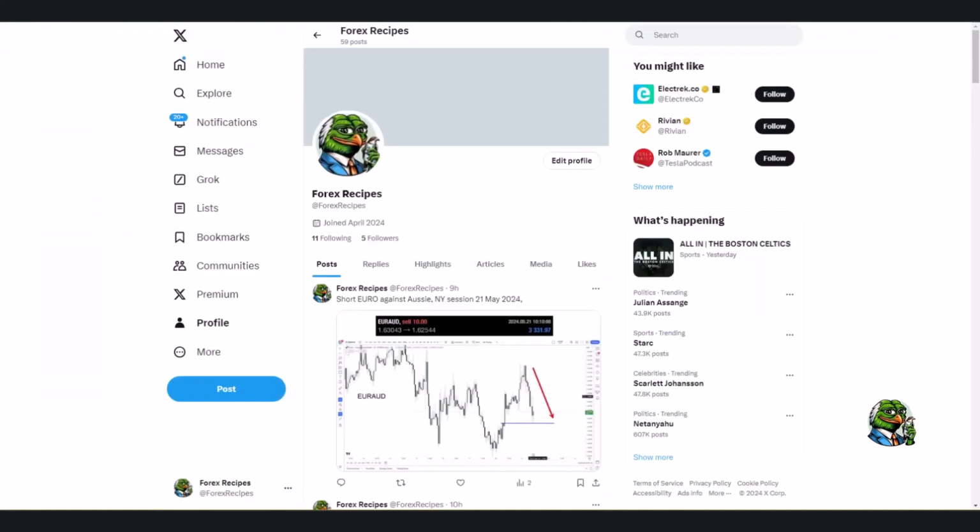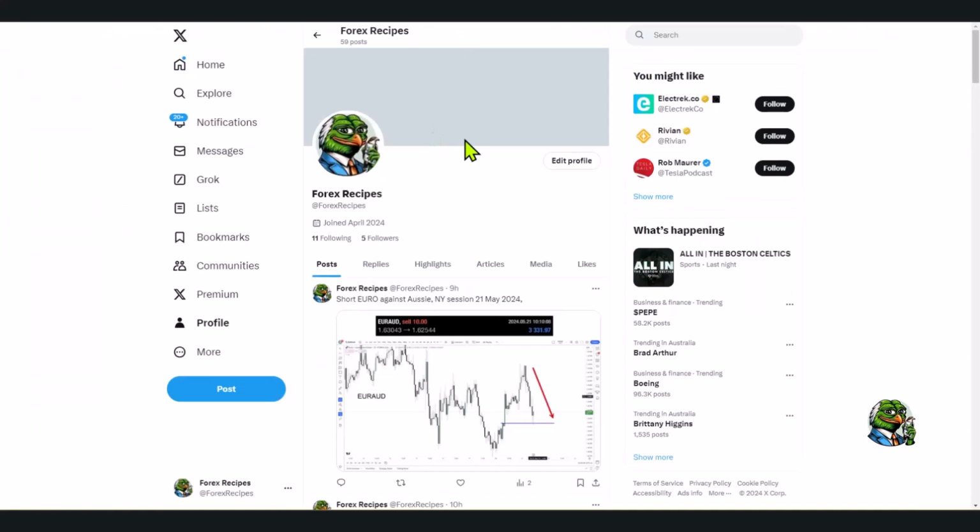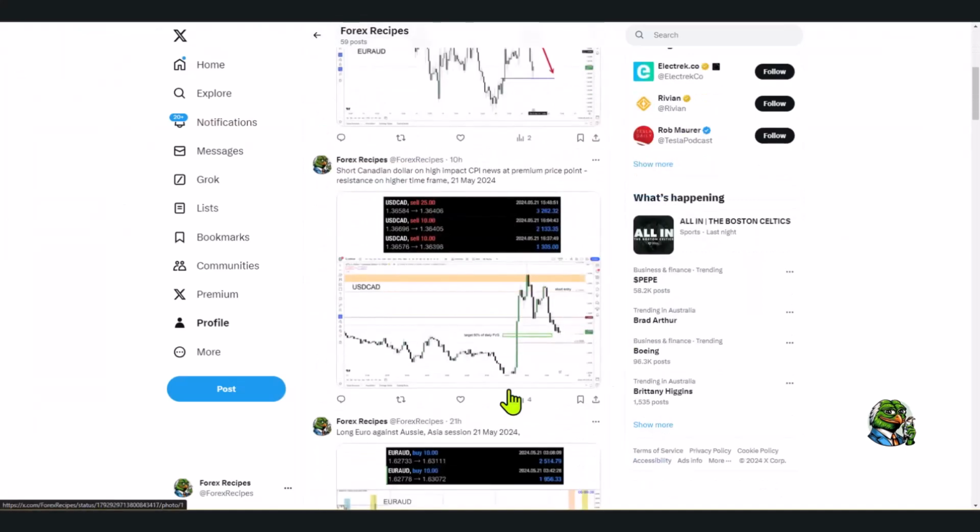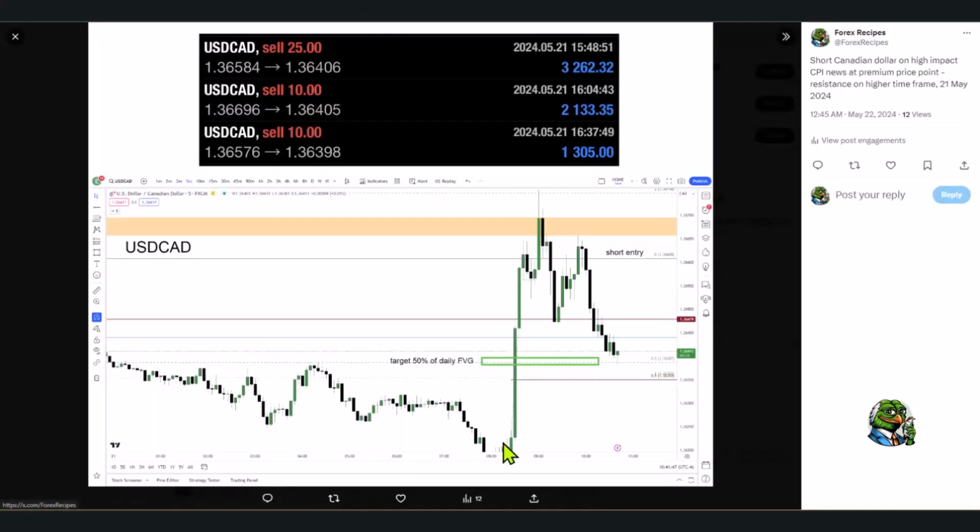And I do post all of my trades on my Twitter feed at Forex Recipes. You can see it on screen now. So there it is there. That's the USDCAD trade. And I waited for this move up into a key resistance level, and then I shorted and set a target as well.